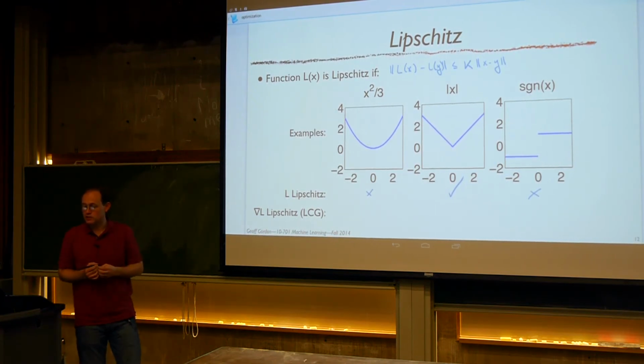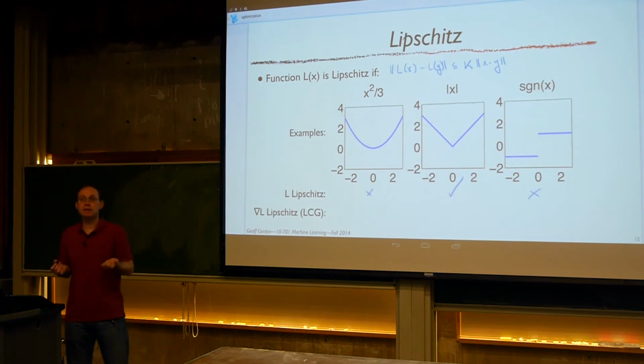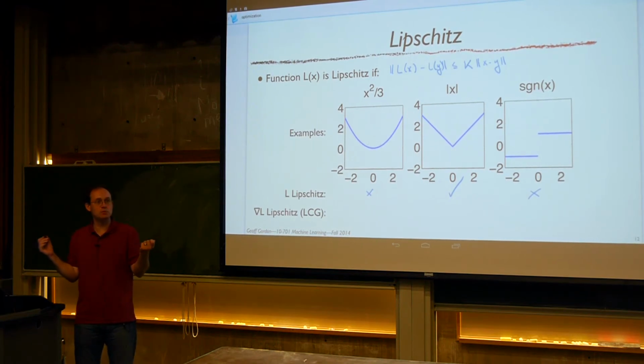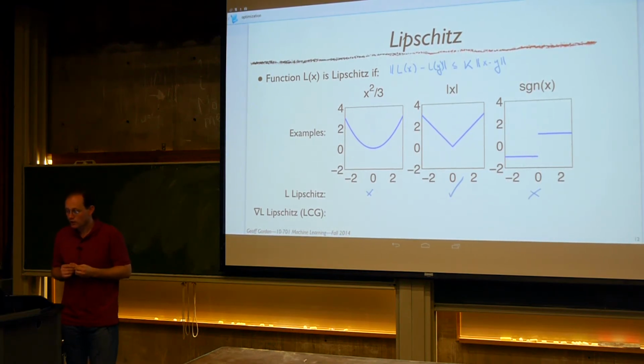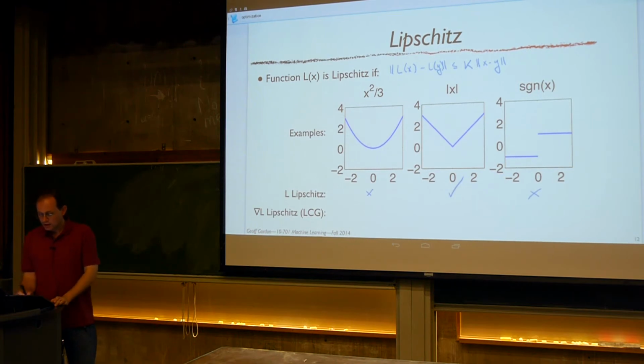You can apply Lipschitz to the function. It also makes sense to apply Lipschitz to the gradient of the function. It's the same definition: the gradient doesn't change much as you move the argument. So here, Lipschitz continuous gradient doesn't even make sense for the sine function because it doesn't have a gradient. The gradient at the origin is not defined.